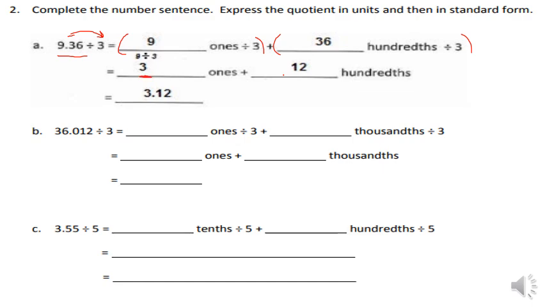So we can see 9 ones divided by 3 gives us 3 ones. 36 hundredths divided by 3 gives us 12 hundredths. So we have 3 ones and 12 hundredths. That gives us 3 and 12 hundredths.